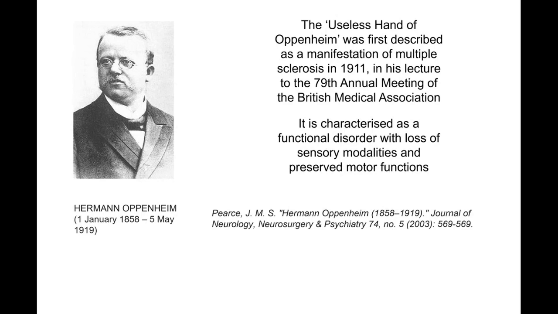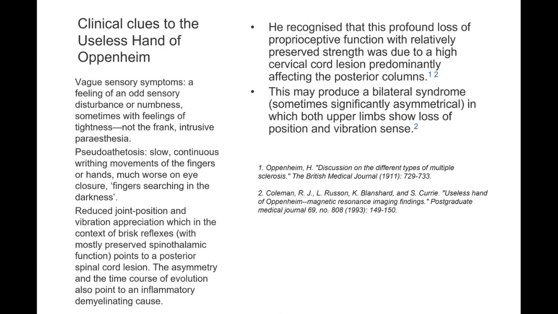So it's characterized as a functional disorder with loss of sensory modalities and preserved motor function. You recognize that this profound loss of proprioceptive function with relatively preserved strength was actually due to a cervical cord lesion, predominantly affecting the posterior columns. So the patient might present having a bilateral syndrome.